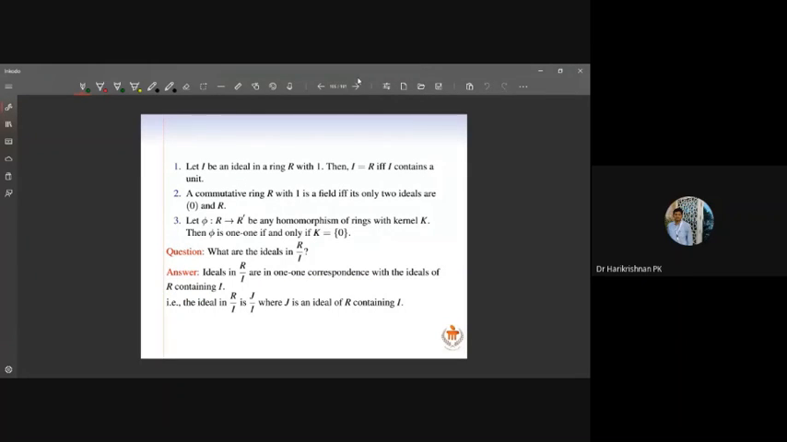So that means the ideals in R by I are of the form J by I, where J is an ideal of R containing I.